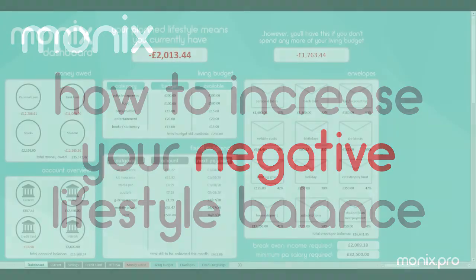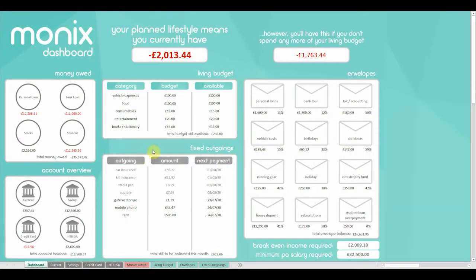Okay, so here we've got an example of Monix Pro having been filled in with data. Now, as you can see at the top here, this is our lifestyle balance, and it says that there is a negative of £2,013.44. Now, initially you might look at that and go, oh, that's a really bad thing, but it's not, okay?